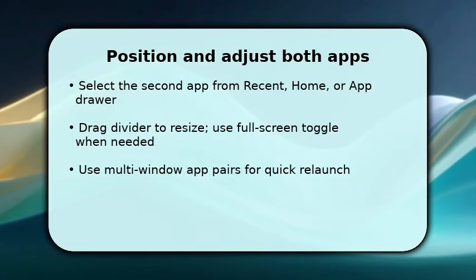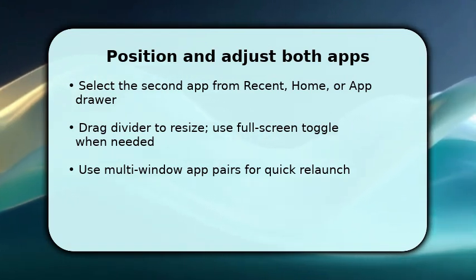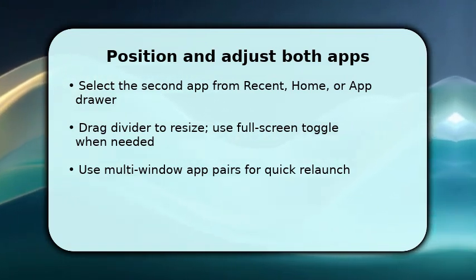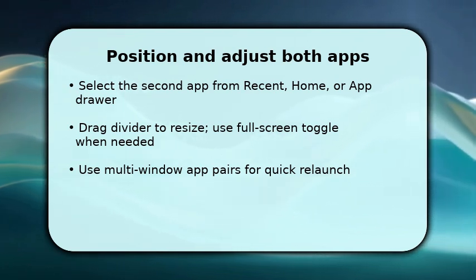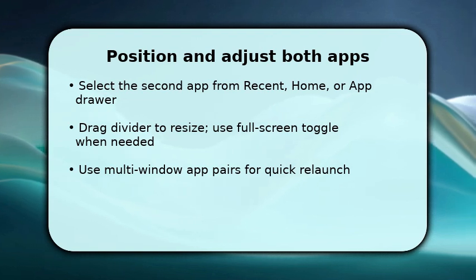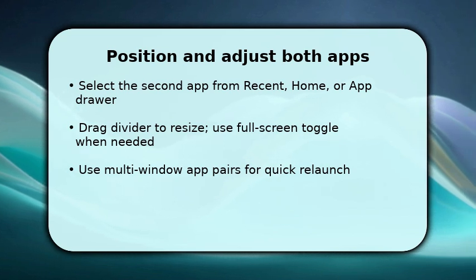Once the first app is docked, select the second app from your recent list, home, or app drawer. The system will fill the remaining space automatically. Make sure to drag the central divider slowly to resize. Moving it changes the percentage of screen each app receives, and small adjustments improve readability and touch targets.